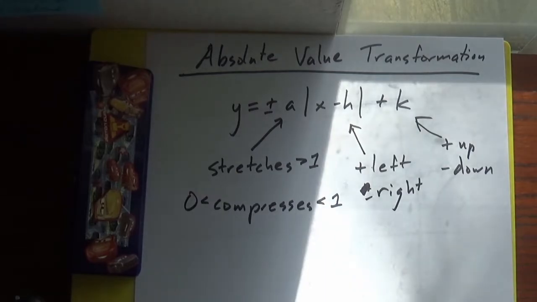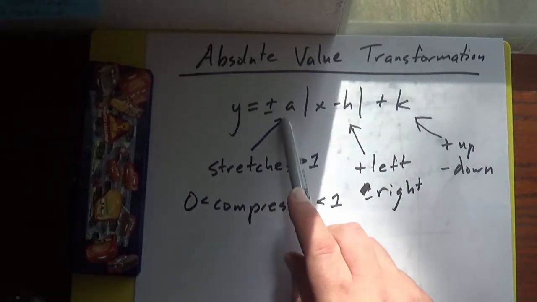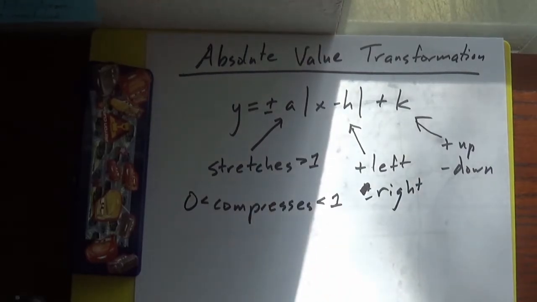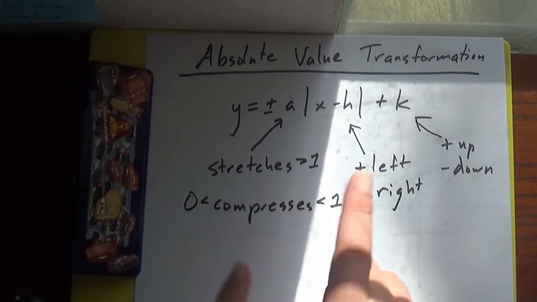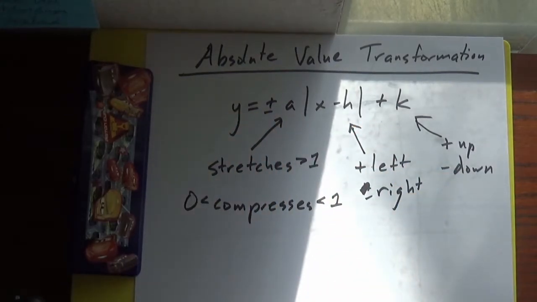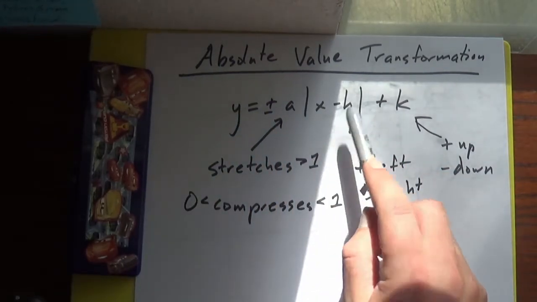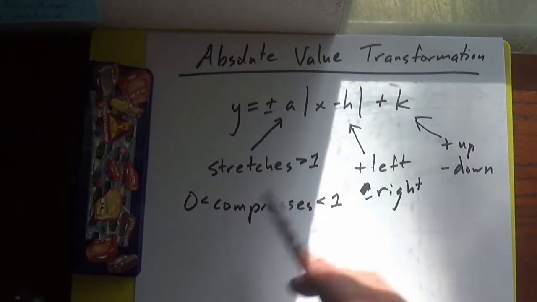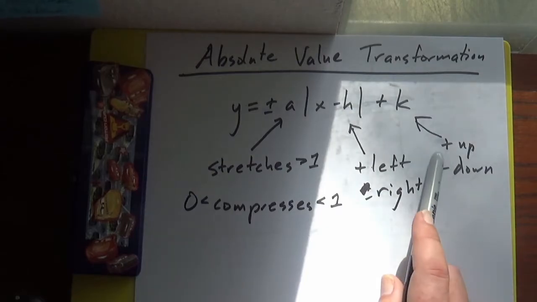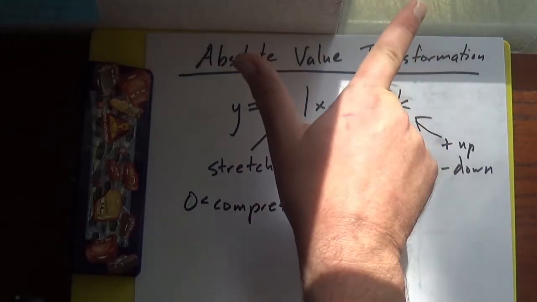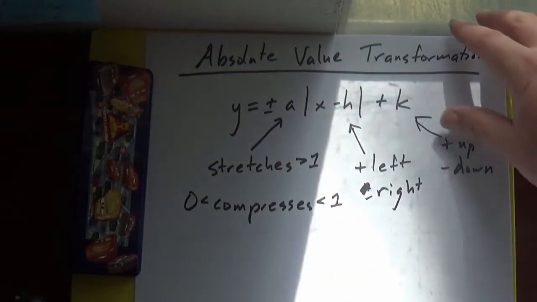Now, absolute value works exactly like quadratic. So if your a is bigger than 1, it's going to make your v skinnier. If it's between 0 and 1, it's going to make your v fatter. H does the same thing. If it's positive, it moves left. If it's negative, it moves right. K does the same thing. If it's positive, it goes up. If it's negative, it goes down.